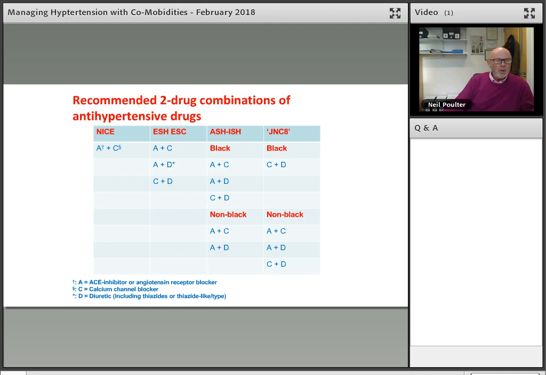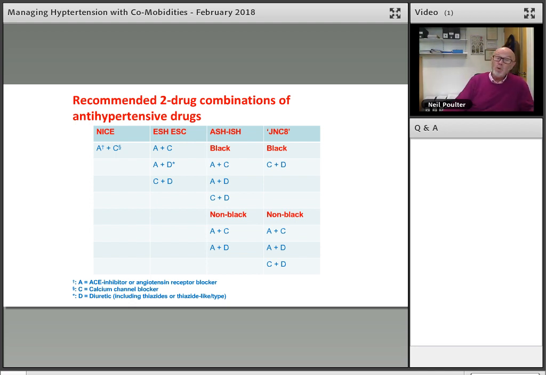So now we come back to two drug combinations, and I want to show this really around the issue of ethnicity. Look here, two lots of American guidelines produced within a couple of months of each other. The ASH-ISH guidelines, this is the American Society of Hypertension and ISH, for black patients recommend these three combinations. A is ACE or ARB, C is a calcium channel blocker, D is a diuretic. Easy to remember. So three combinations for black patients. But look, at the same time JNC gave those three combinations for black patients, they recommended those three combinations for white patients and differed in terms of their recommendations.